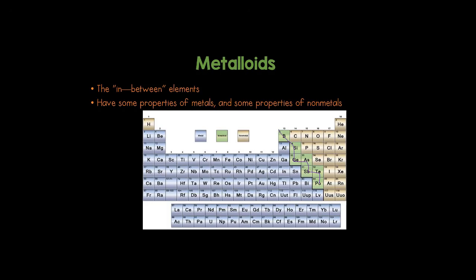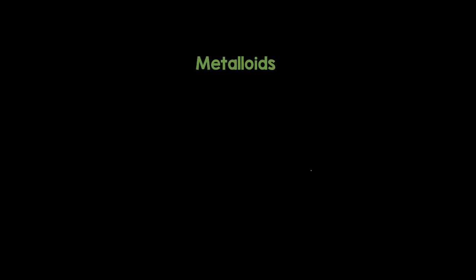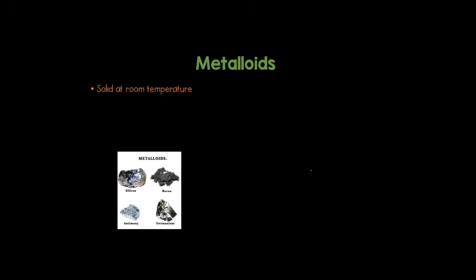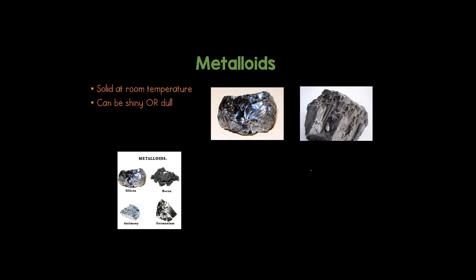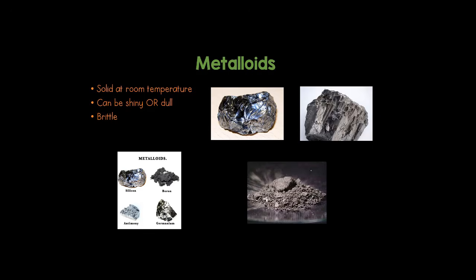So let's look at the properties of metalloids. They are solid at room temperature, and they can look a lot like metals if they're shiny. And most of them are shiny, but they can also be dull. They are brittle, which means that they break easily. So they can be shiny like metals, but they're brittle like nonmetals. They are not ductile, so they're more like nonmetals there.